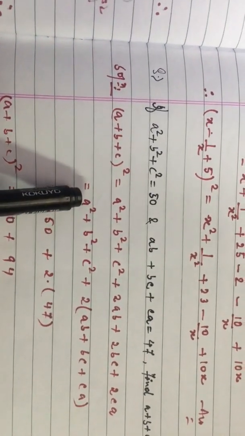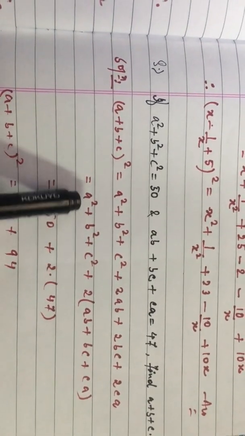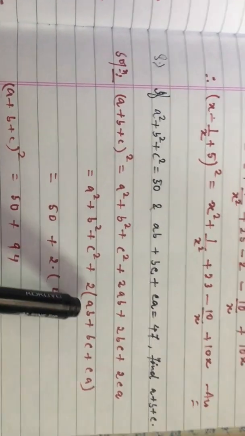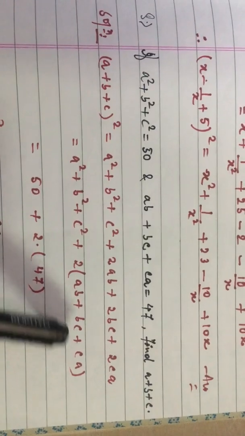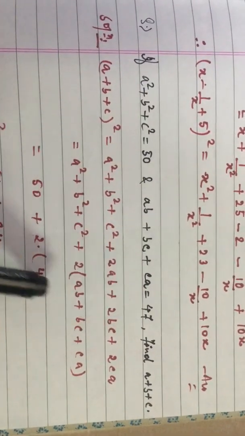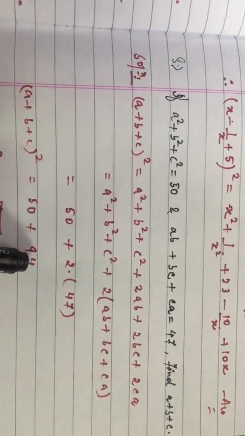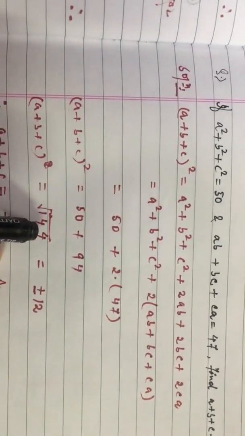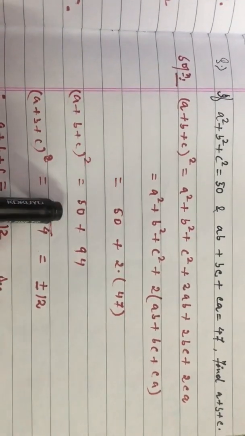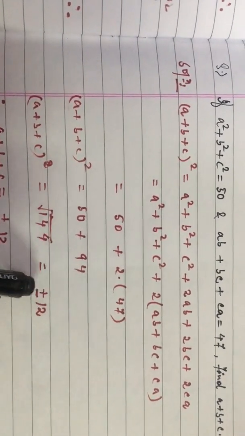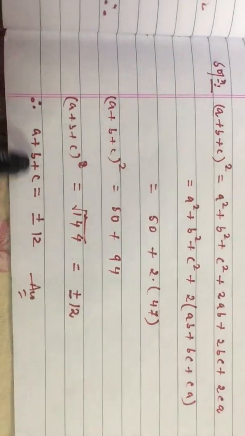Now putting the values, a square plus b square plus c square, the value of this term is 50, that is given in the question, and the value of ab plus bc plus ca is also given, 47. So 50 is written the same, and 47 into 2 is 94, and add them, 144, and remove the square and put the square root sign, and the square root of 144 is 12, plus minus 12. This will be the answer.